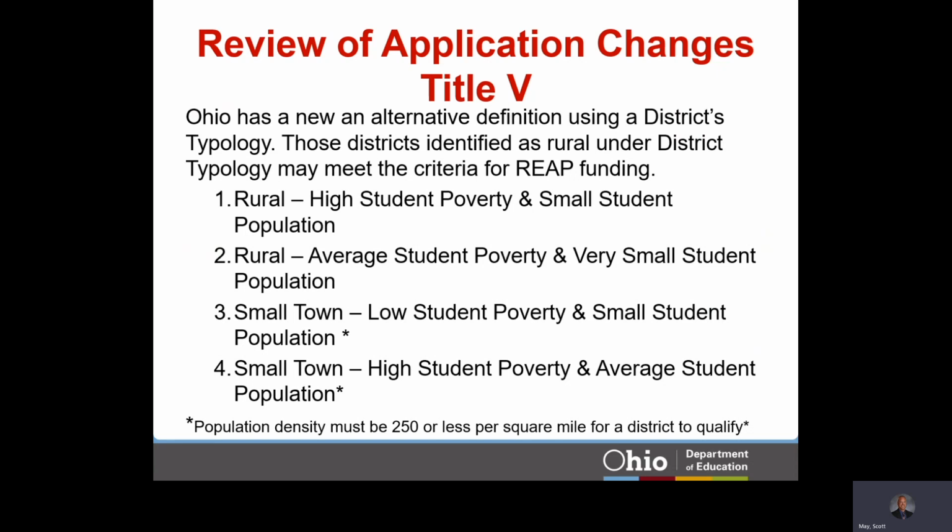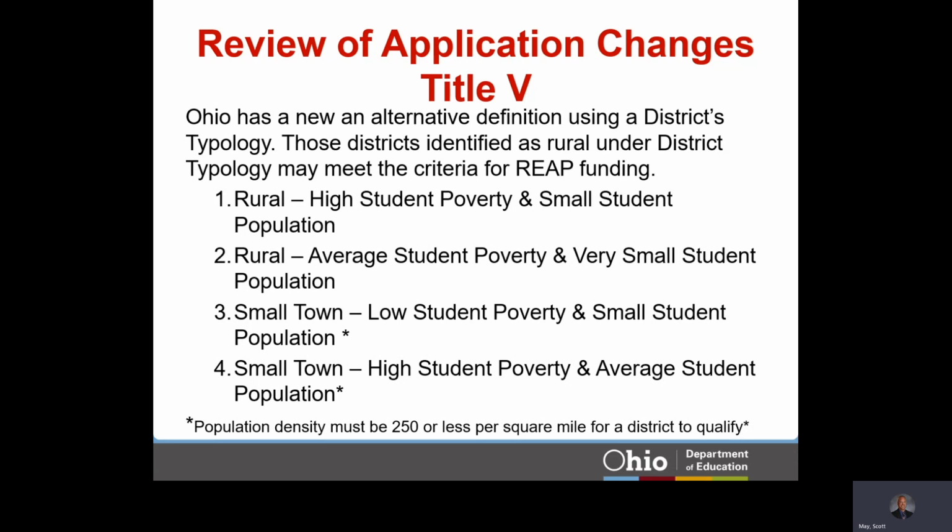We realize that there are many small town districts that are rural while other small town districts are outside the urban center. Districts that have a typology of 3 or 4 with a population density of 250 per square mile or less were also identified as rural districts. As Ohio continues to develop its updated typology, this criteria will be considered when identifying districts. We will have more about this at our fall conference.